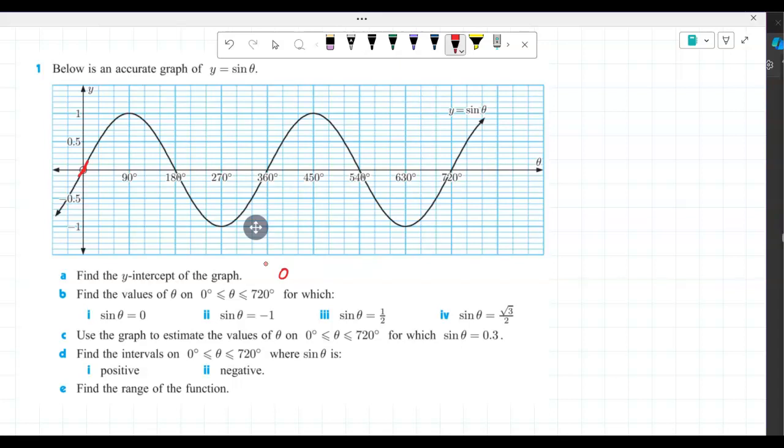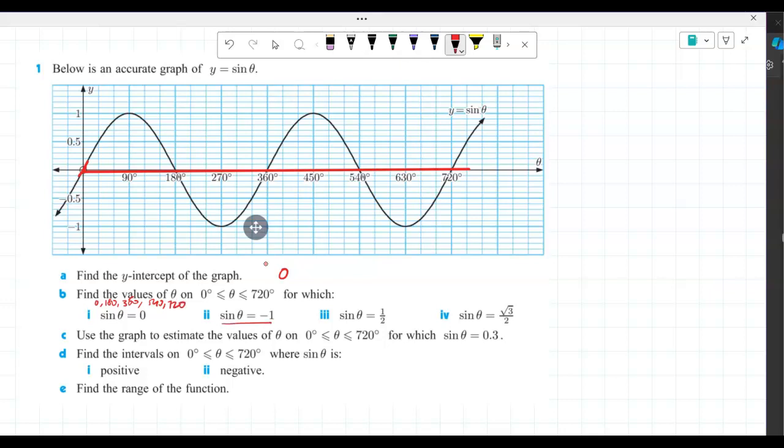Find the values of theta when sine theta is 0. So when sine theta is 0, you draw this line over here. This is your 0 line. Sine theta is 0, it is a horizontal line. Where does it cut the graph? 0, 180, 360, 540, 720.